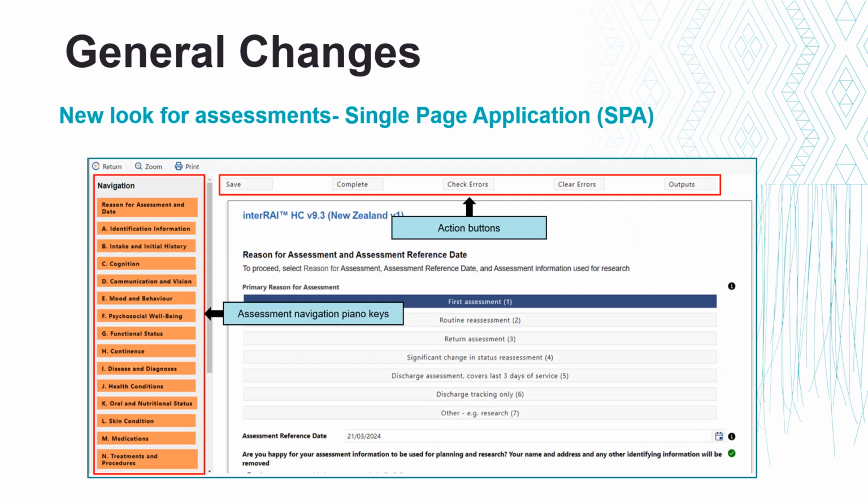The next major change is very exciting. We are moving to a single page application for our assessments. This is also known as SPA. You can watch a further video of the SPA and information on how to navigate this on our website.